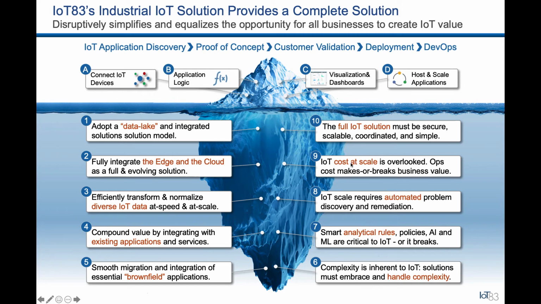IoT at scale, often cost is overlooked. If the operational cost is too high, this can destroy the value that is created with the solution. So best-in-class operational cost is extremely important. And then finally, the complexity of all of this can be overwhelming. And so the full IoT solution must be secure, scalable, coordinated, and simple to use.